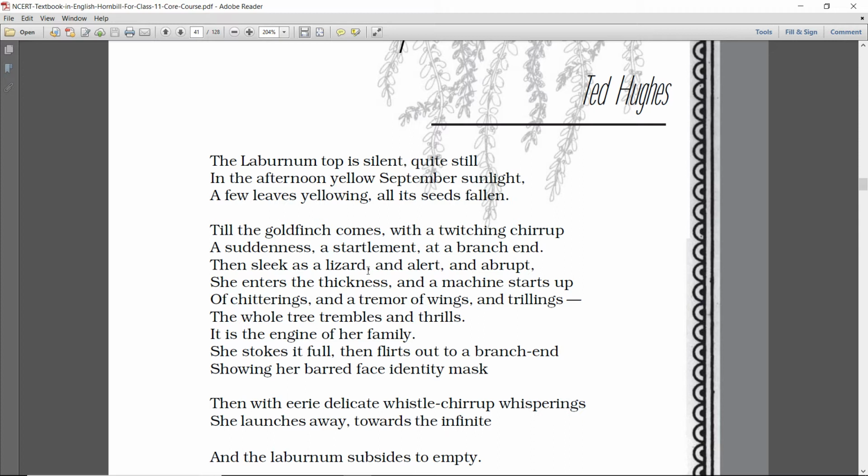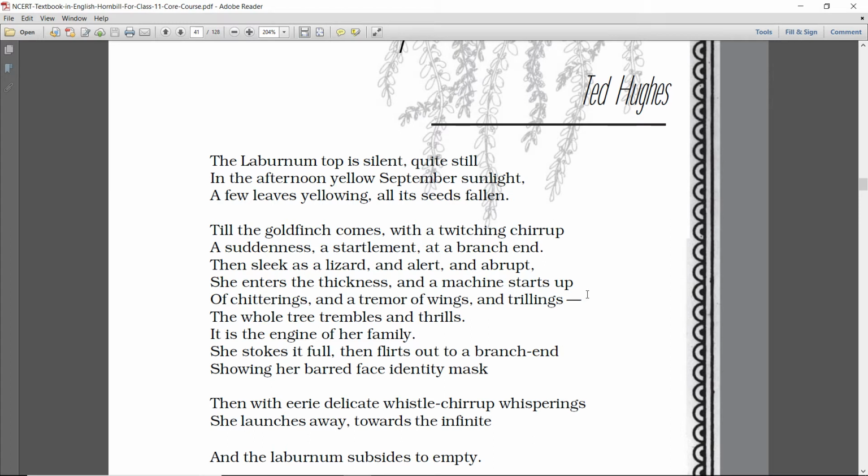So the bird enters into the thickness of the tree very alertly and abruptly. The bird is very alert because it is concerned about its own safety. So looking here and there, looking around, very alertly, abruptly, the bird enters the thickness of the laburnum tree. And the machine starts off of chitterings and a tremor of wings and trillings. And the moment the bird enters into the thickness, the machine starts up.